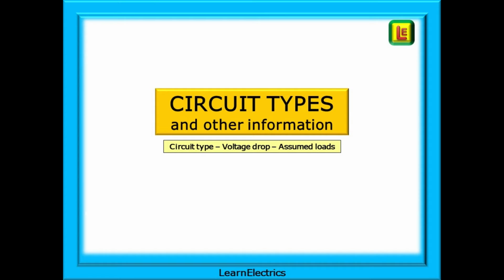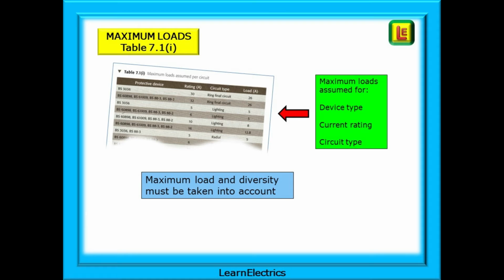The tables are full of useful information. If we use them correctly, they will guide us through selecting correct data for the circuit type. It will tell us the maximum voltage drop permitted and the assumed loads on each circuit, which will always be a little less than the breaker or fuse rating. Table 7.1 number 1 shows us a list of maximum assumed loads for different circuits, different breakers and fuses, and different circuit types. But we'll look at this very soon. And always consider maximum load and diversity when selecting any cable size or type.